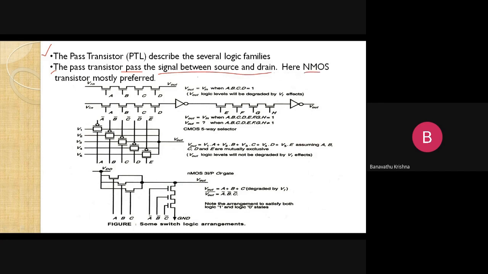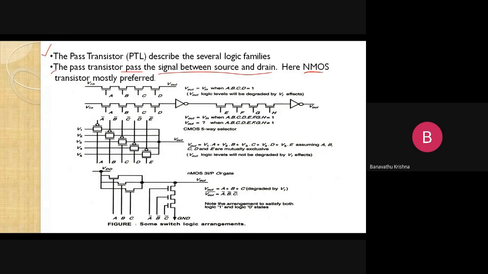Here the NMOS transistor is mostly preferred. Why is the NMOS transistor mostly preferred out of PMOS and NMOS? Because in NMOS the majority carriers are electrons. You know that the mobility of the charge carriers is more for electrons, negatively charged particles, compared to positively charged particles, right? Due to that, the NMOS transistor is mostly preferred, because the mobility of the charge carriers across the NMOS transistor is more.